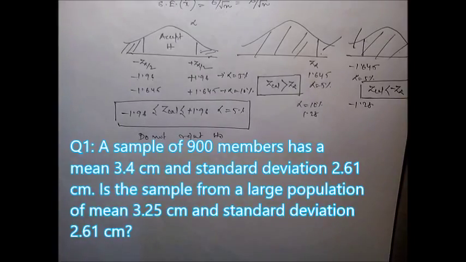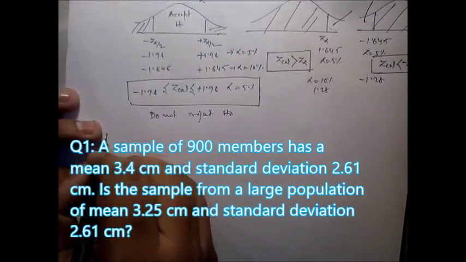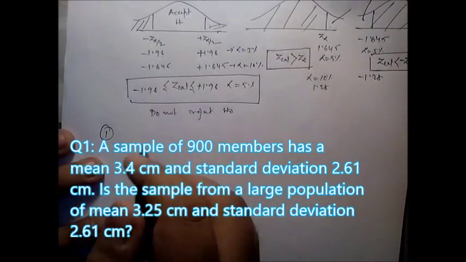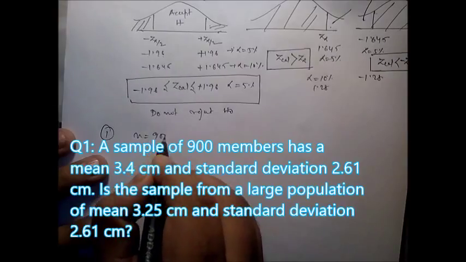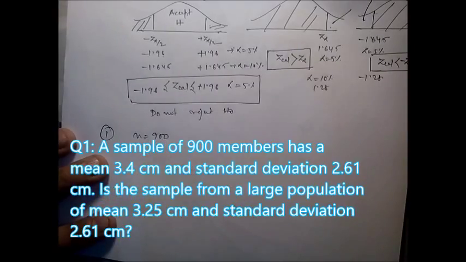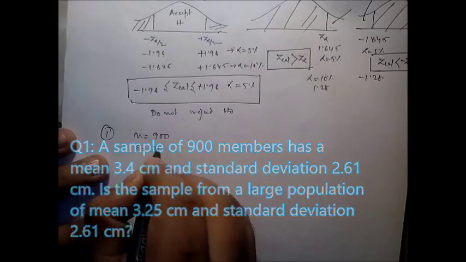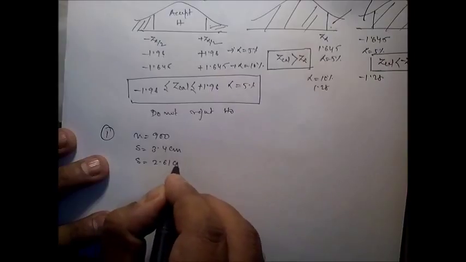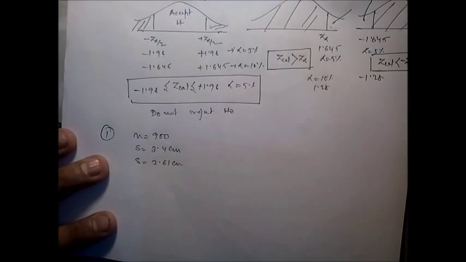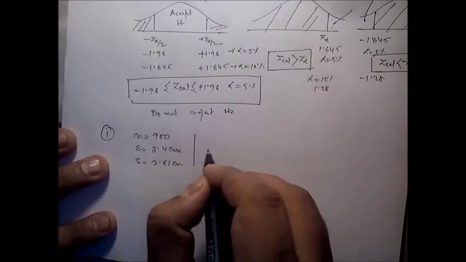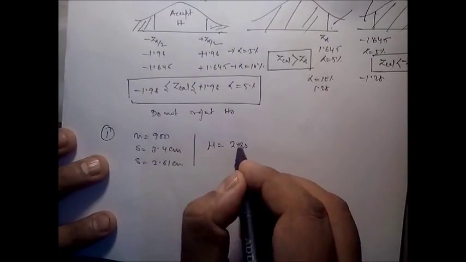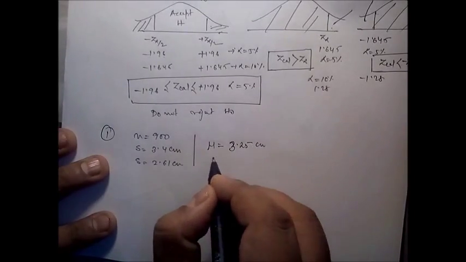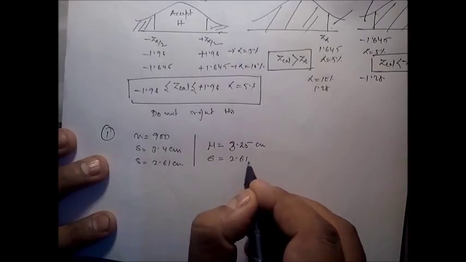A sample of 900 members has a mean 3.4 centimeter and standard deviation 2.61. Okay. So example 1. If a sample of 900 members, so sample size is 900, mean is 3.4 centimeter and standard deviation is 2.61 centimeter. Is the sample from a large population of mean 3.25 centimeter and standard deviation 2.61 centimeter?